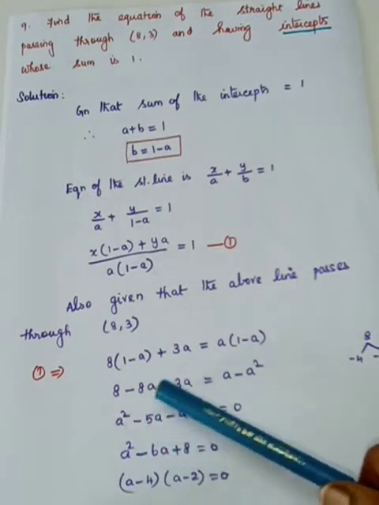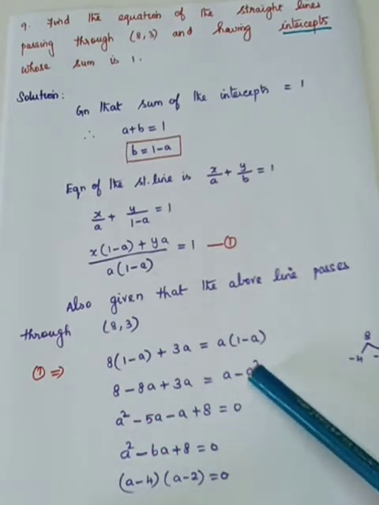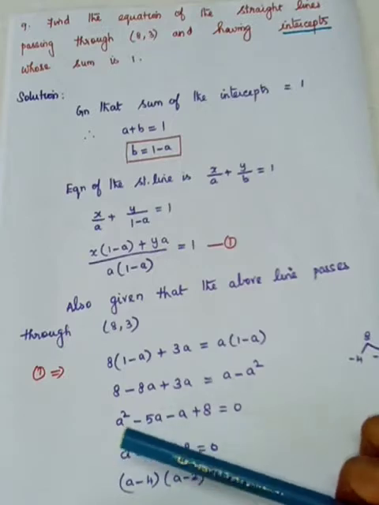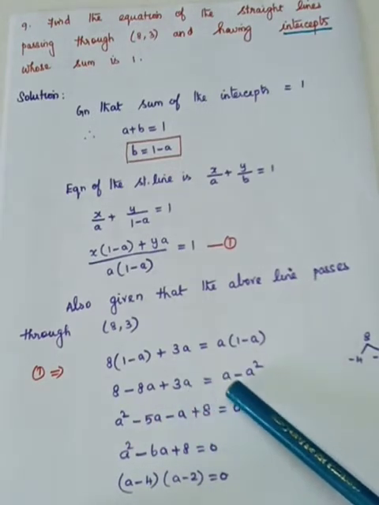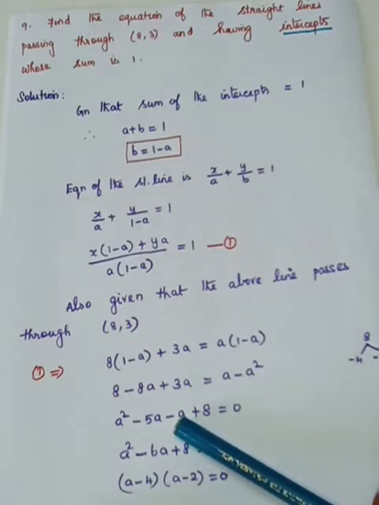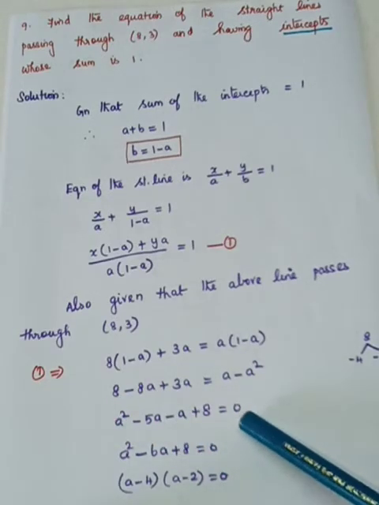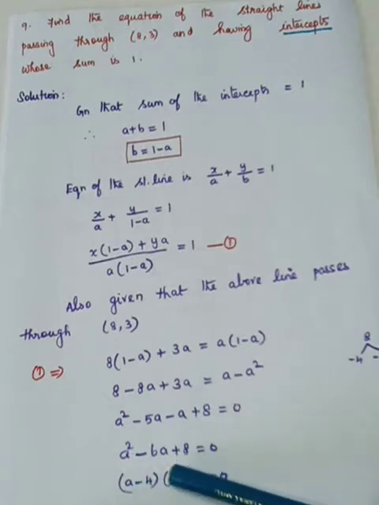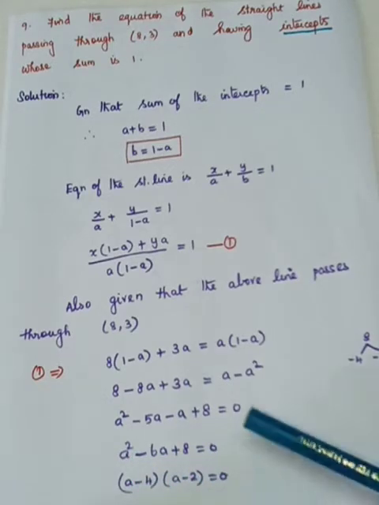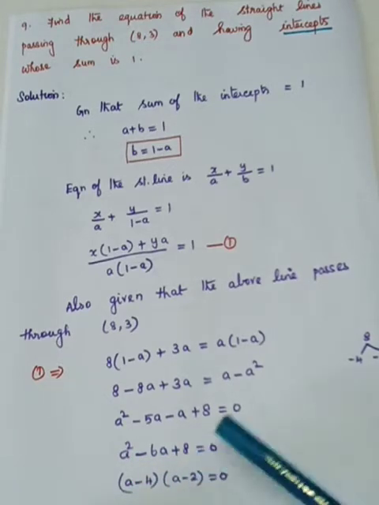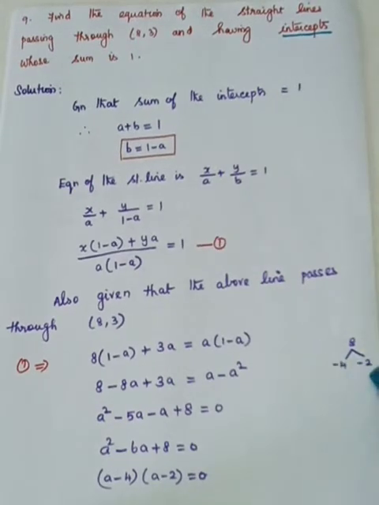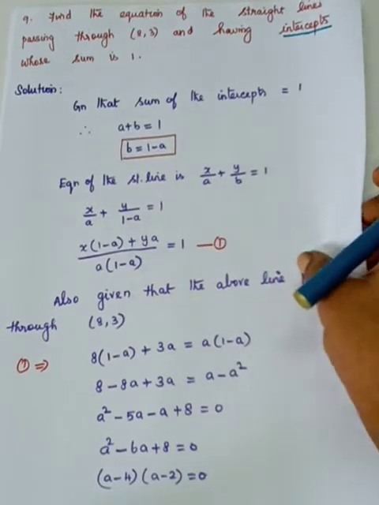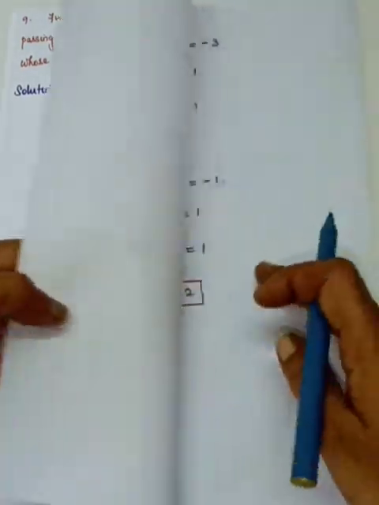Here this minus a squared, when you bring it to the left side, is plus a squared. Here minus 8a plus 3a is minus 5a, and bring this a to the left hand side, so it is minus a, plus 8 is equal to 0. So a squared minus 6a plus 8 is equal to 0. When you take the product, it should be 8 and the sum is minus 6. So therefore it is minus 4 and minus 2. So (a minus 4) into (a minus 2) is equal to 0. So therefore a is equal to 4 and a is equal to 2.